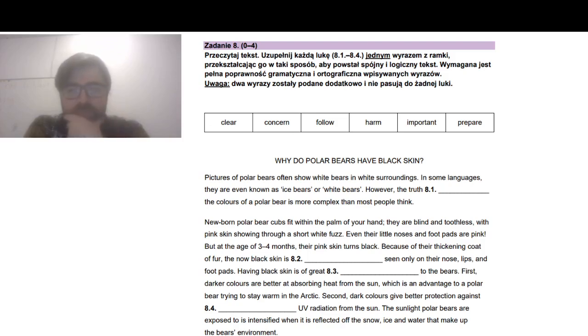Okay. So now, after reading and understanding each of them, clear can mean jasne. For example, concern means dotykać, troszczyć się. Follow means to go after someone. Harm means to damage something or someone, or cause damage to something or someone. Important is basically ważne, and prepare means przygotowywać, right? So we understand all the meanings.